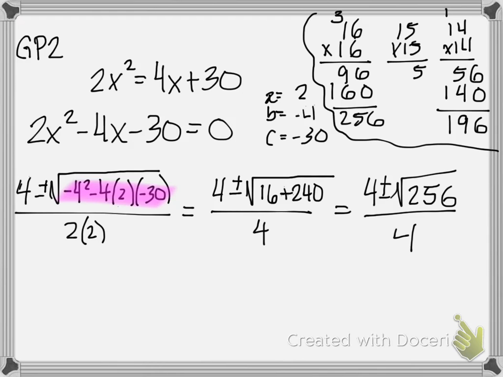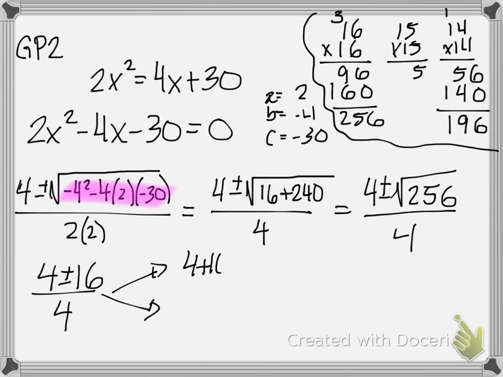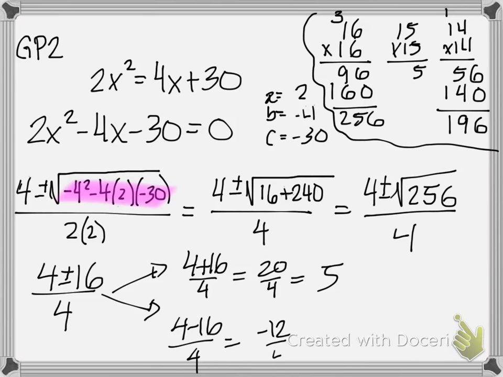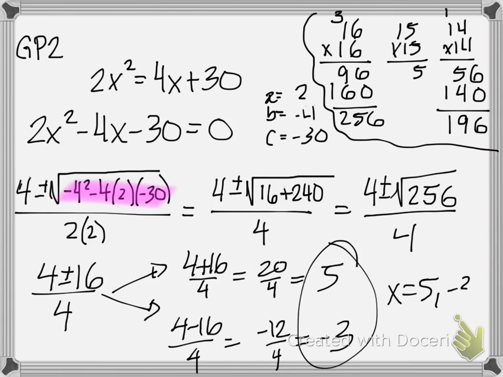So I know that square root of 256 is 16, so that gives us 4 plus or minus 16 over 4. We split it up. We have 4 plus 16 over 4, which is 20 over 4. That gives us 5. The other one is 4 minus 16 over 4. 4 minus 16 is negative 12. And that gives us a negative 3. So there's our two answers there. X is equal to 5 or negative 3.